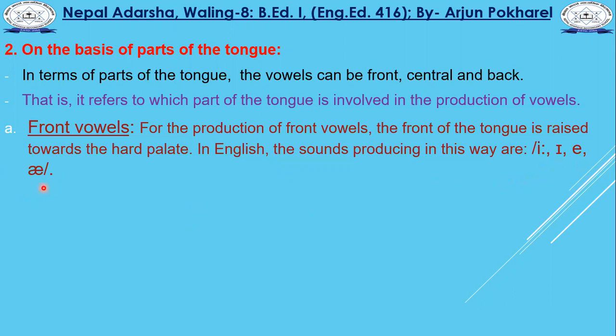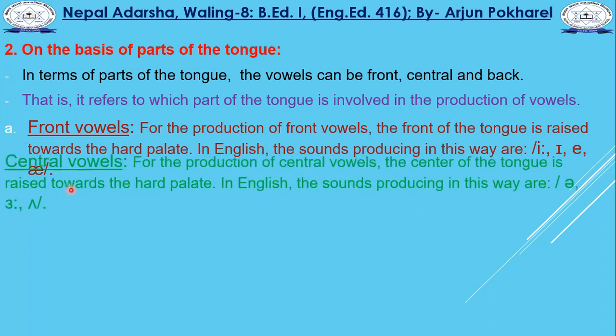Okay, they are what? A. When you say A, the front part of the tongue is involved. The back part of the tongue is at the last position, and before the back of the tongue there is the front part of the tongue, which is raised towards the hard palate. Hard palate, not back. Front part of the tongue.